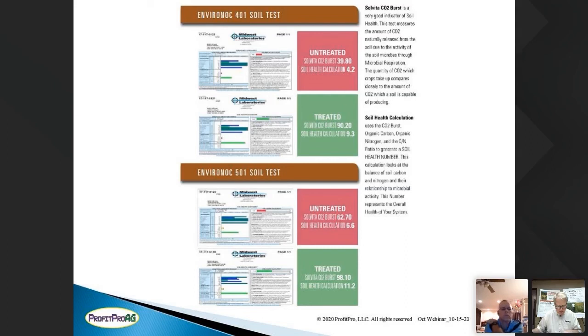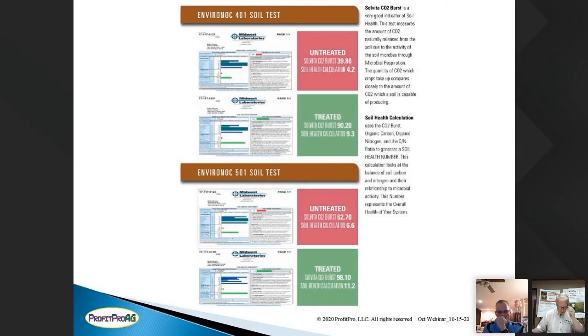The Sylvania test there showed that the CO2 burst was 39.8 in the untreated area, and the green one below that was 90.2. So it was over 2 times as much CO2 being released by using the 401 on the crop residue.